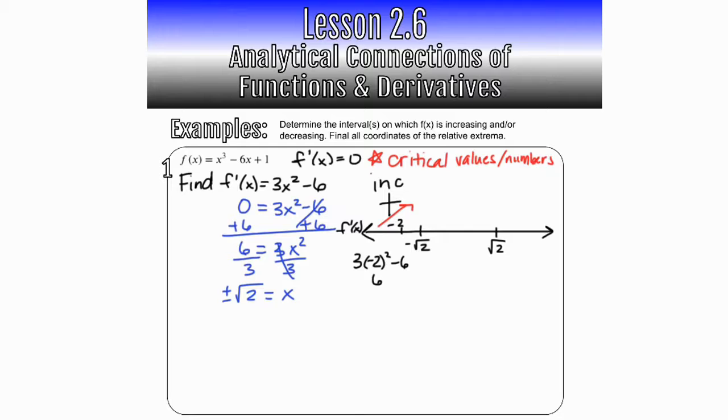And then I'm going to pick a value between the negative square root of 2 and the positive square root of 2. Something that's really easy is 0. So I have 3 times 0 squared minus 6. So that's going to be a negative 6. So this is going to be negative. It's going to be decreasing. And then picking a value to the right of the square root of 2, I'm going to pick positive 2 here. And so that's going to be 3 times 2 squared minus 6, which is going to give us another positive 6. So this is positive, it's increasing, and so it's going to be going up from left to right.